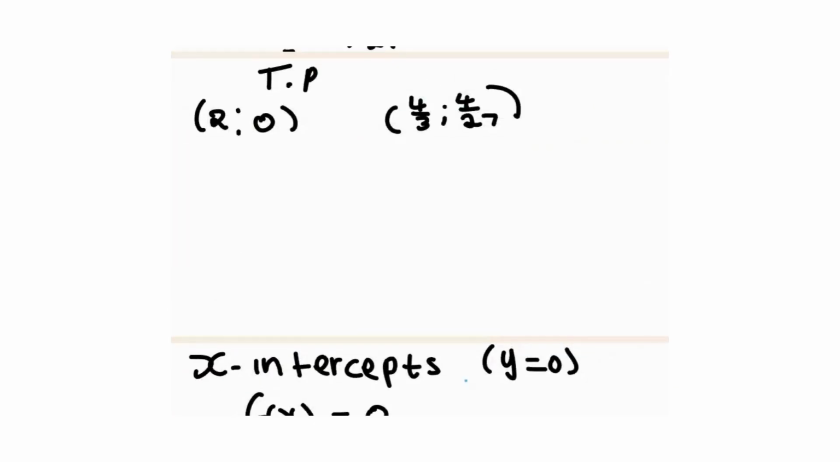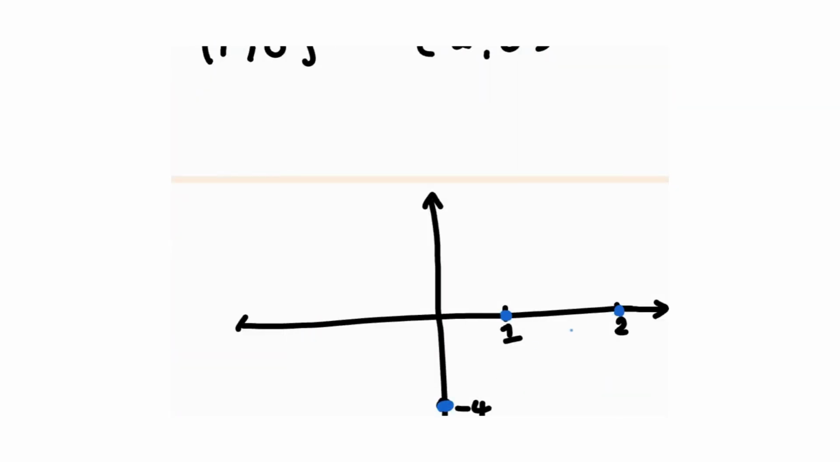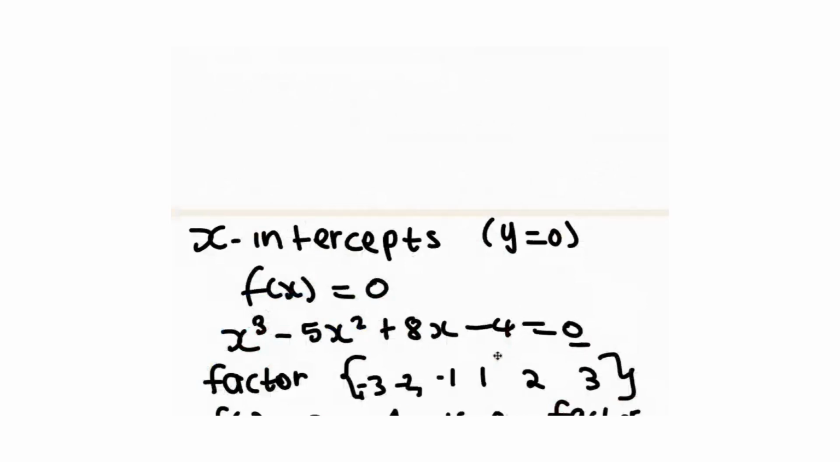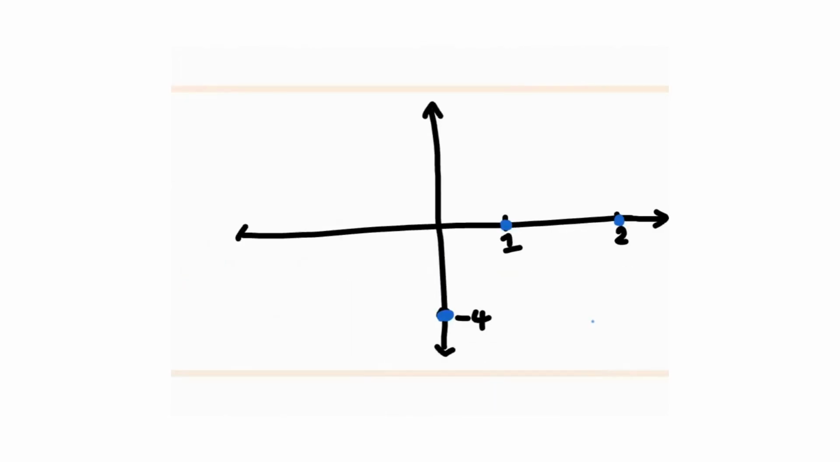Our turning points: we had 2 and 0, meaning the x-intercept there is also a turning point. Then we also had 4/3 and 4/27. So 4/3 is equivalent to 1,33. I'm just going to write it as a decimal so that I can bring the accuracy. 4/27 is equivalent to 0,15. So that would mean that I'm plotting in between there, and then it will go all the way there.